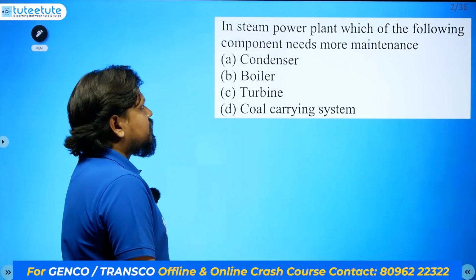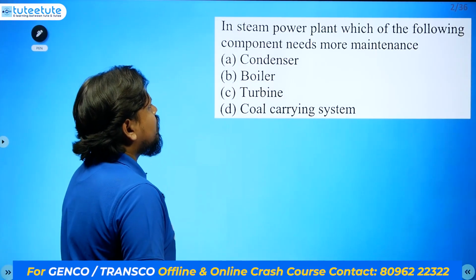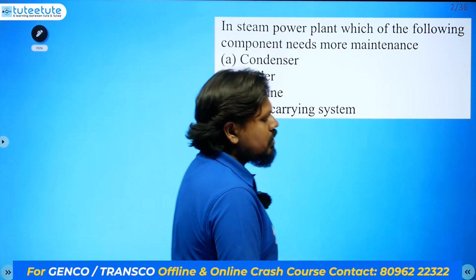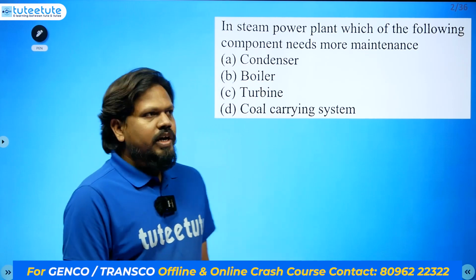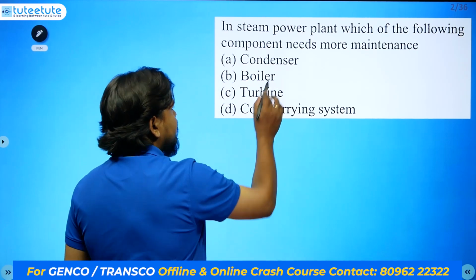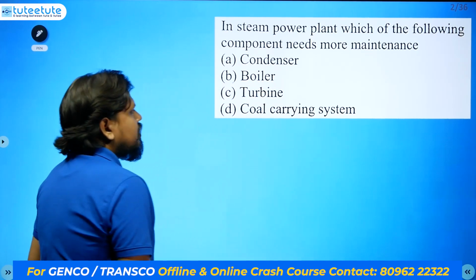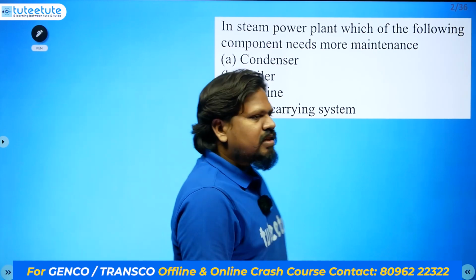In steam power plant, which of the following components needs more maintenance? So this is one of the important questions. We need to understand this question. Directly looking at the options: condenser, boiler, turbine, coal carrying system. So what are these things?